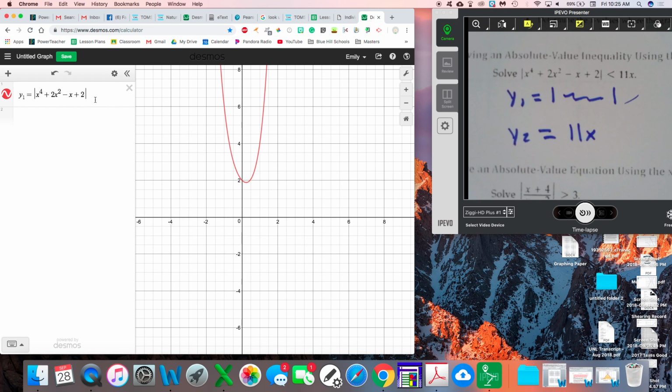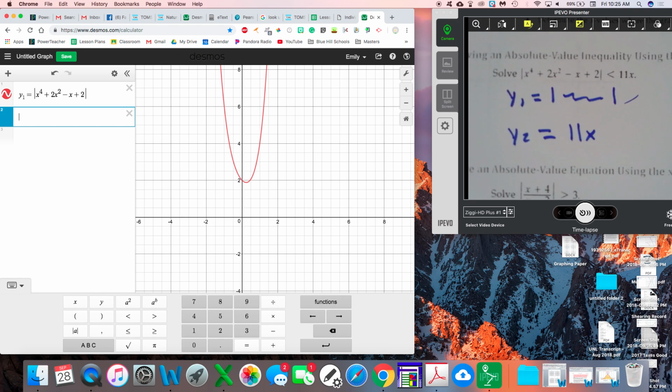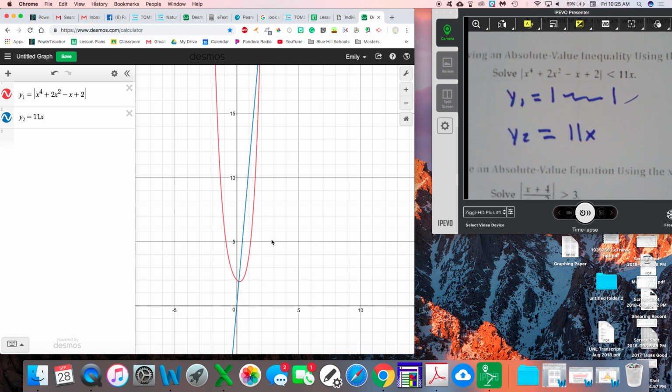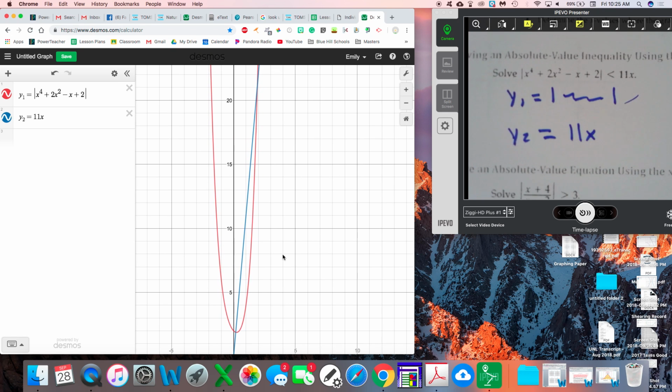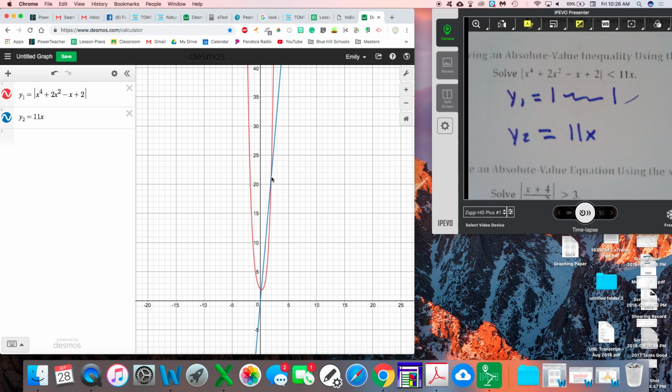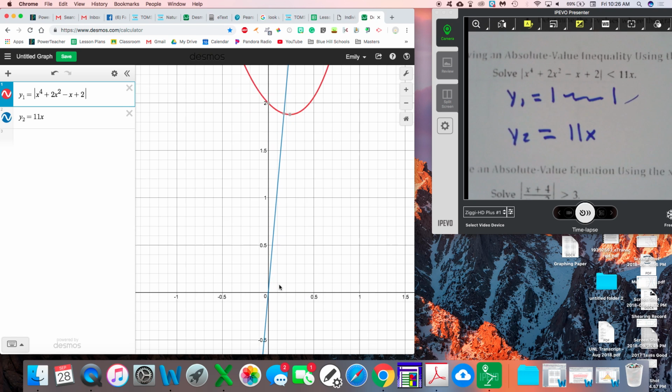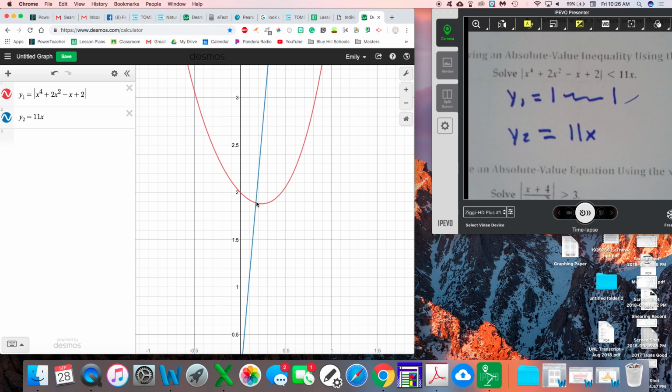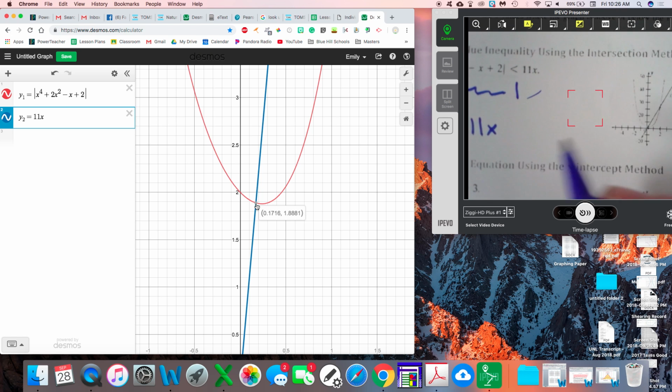Okay. And the other one I'm going to do is y2 equals 11x. There's this guy. There's that. All right. So there are two places where they intersect each other. Okay, we're looking for the intersection method. Two places where they intersect each other. And those two places are, let me zoom in here, at this dot. We're only looking at the x coordinates. I'm going to write these over here.